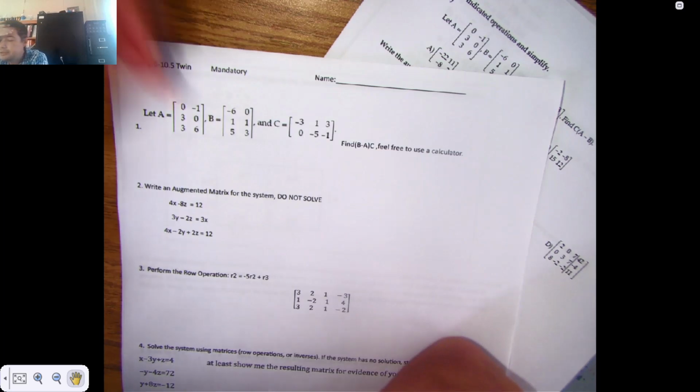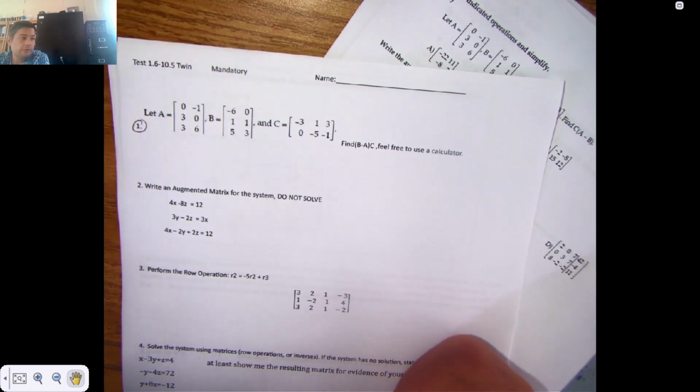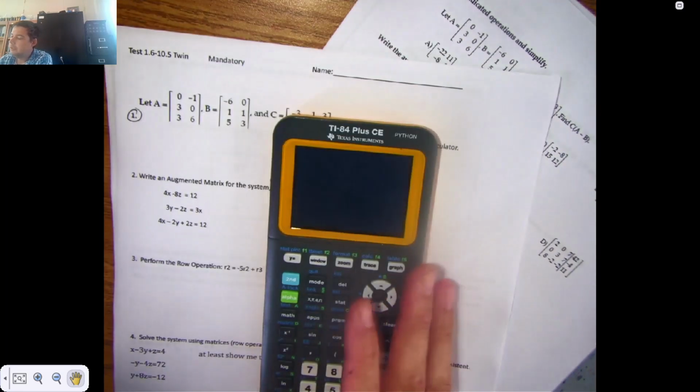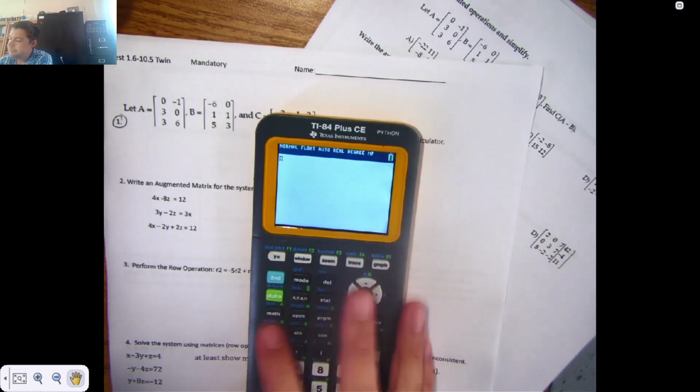The twin for your next test. Now, number one is you can do it in a calculator. It's a straight up calculator problem. May as well show it to you in a calculator. I mean, it's not a hard thing to do.